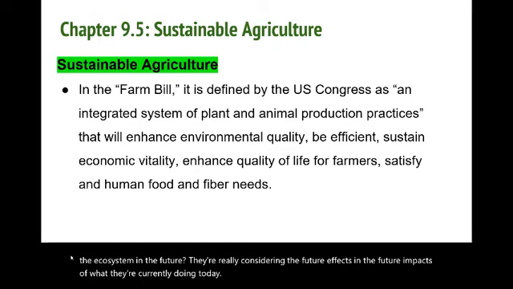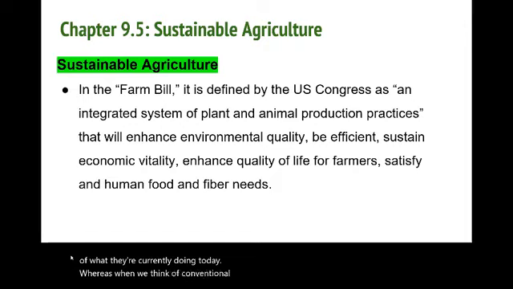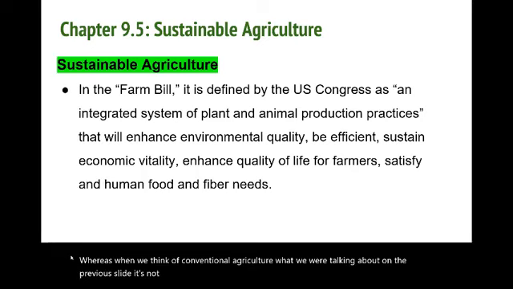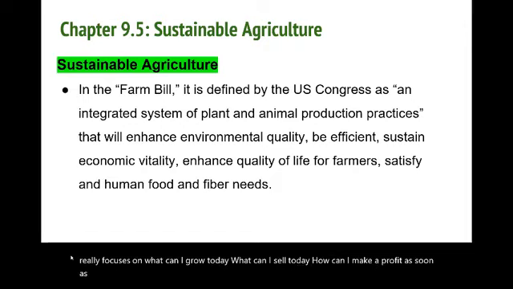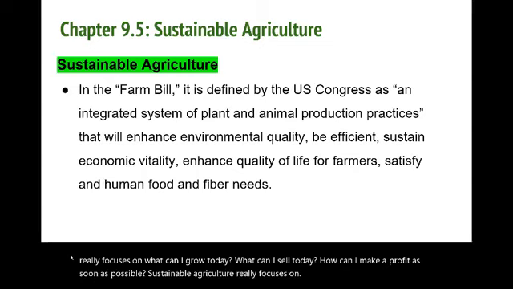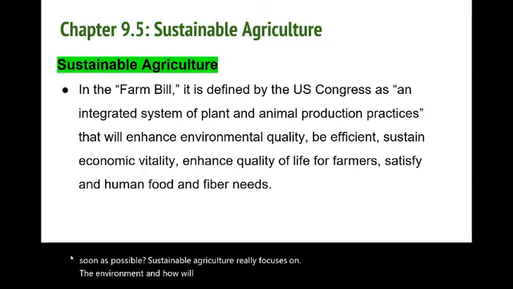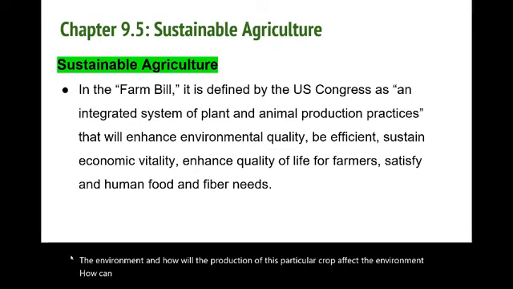Whereas when we think of conventional agriculture, what we were talking about on the previous slide, it's not really done with a lot of focus on the future. Conventional agriculture really focuses on what can I grow today, what can I sell today, how can I make a profit as soon as possible. Sustainable agriculture really focuses on the environment and how will the production of this particular crop affect the environment. How can we sustain this same crop growth in the future?